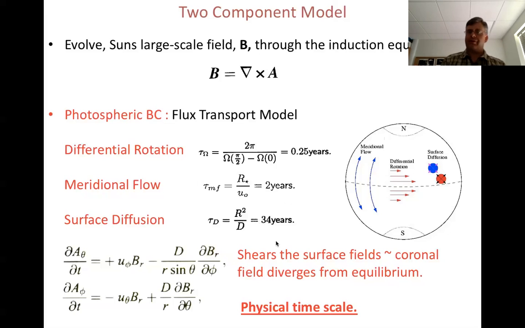So the key thing is that for the surface model, everything I've described to you is designed to shear up the surface field. This injects energy, non-potentiality, into the corona, and of course that is done on a physical timescale.